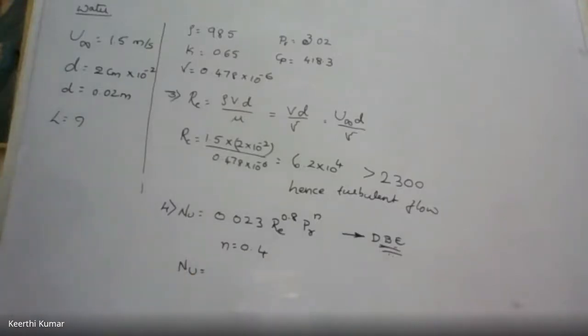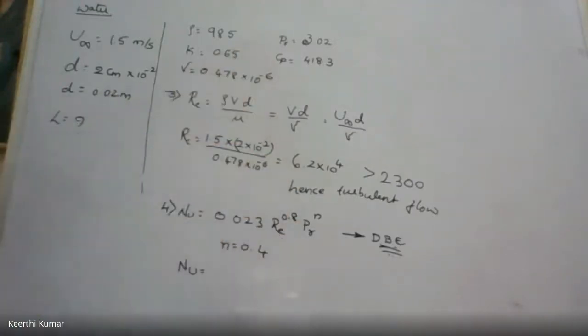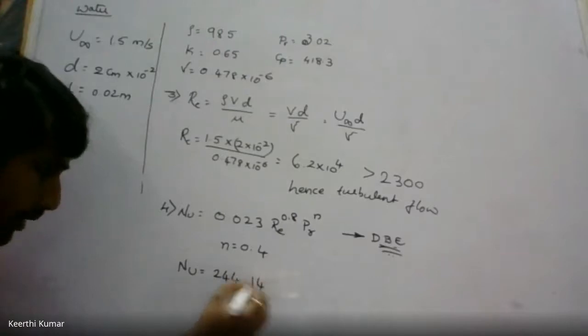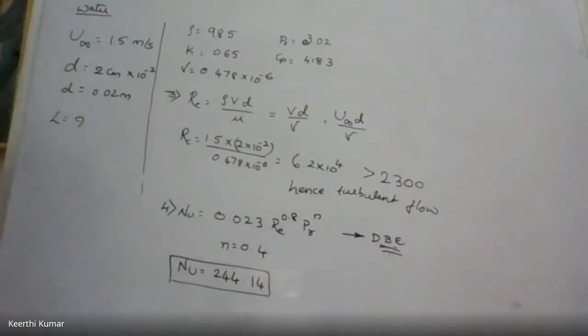What is the Nusselt number? Everything we got already here. Reynolds number is here. Prandtl number is there. So the Nusselt number I got is 244.14. Please check out the answer. Don't believe the answer I have written. You check out the answers.